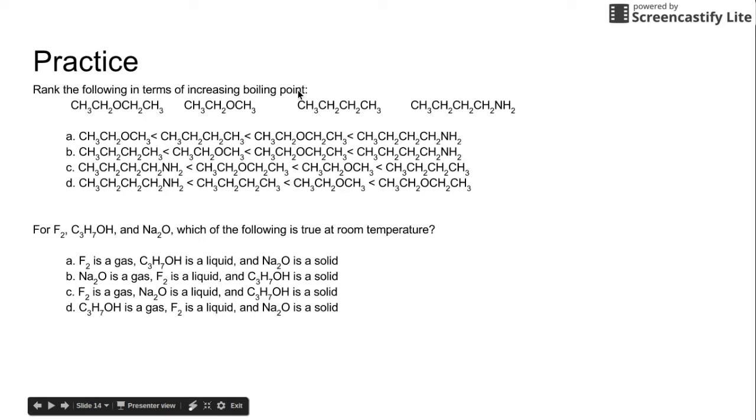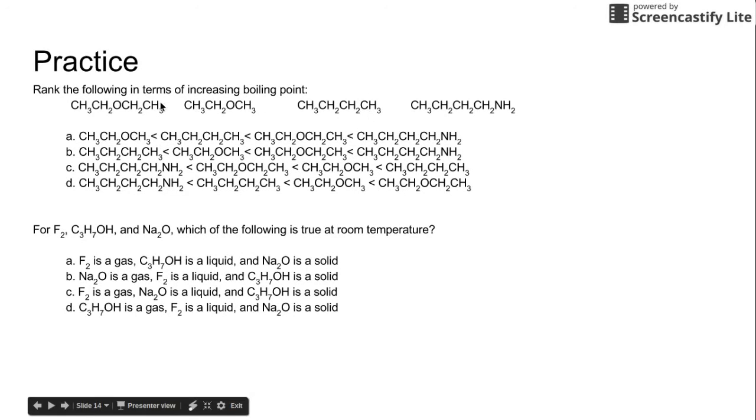So we want the one with our increasing boiling point. So we want the lowest boiling point first. That means the one with the weakest intermolecular forces. So our alkane here, this would be butane, would be first.